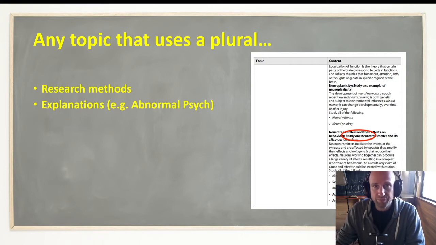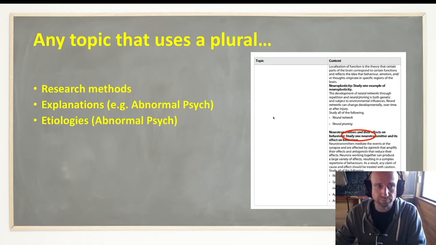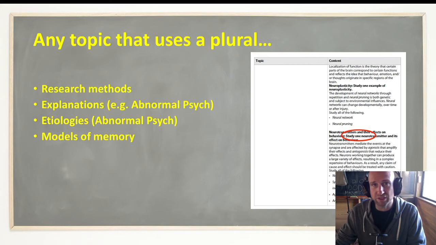In paper 2, they use the plural for explanations, and you might be asked about biological, cognitive, or social-cultural explanations of something. For example, in abnormal psychology, you could be asked about biological or cognitive explanations of a disorder. That also means it makes sense they could ask you to contrast 2 explanations for one psychological disorder. Similar goes with etiologies. The other one I can think of is models of memory. You might be asked to contrast 2 models of memory. These are all that I can think of so far.